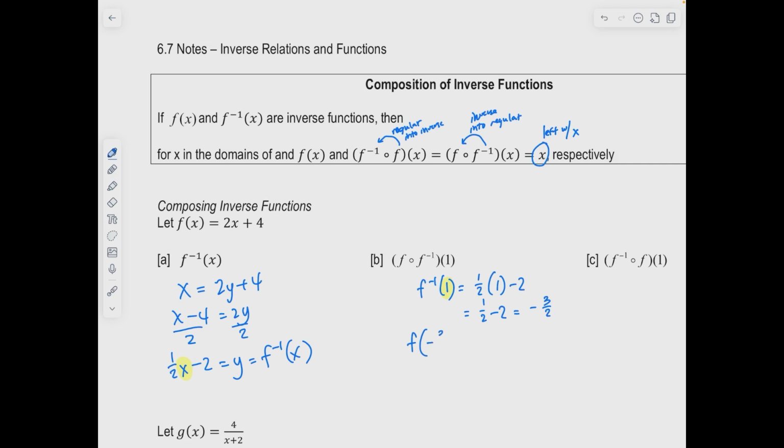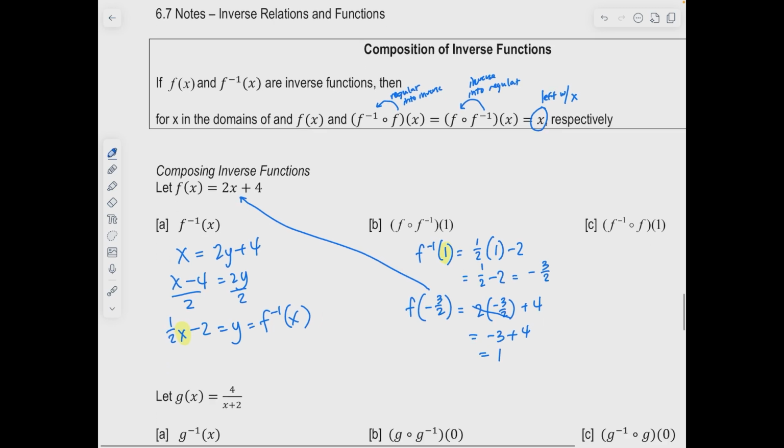Now I want to find f of negative 3/2. So I'm going to put that into function f right there. So 2 times negative 3/2 plus 4. Okay, the 2's are going to cancel out. I'm left with negative 3 plus 4, which leaves me with 1. So f of f inverse of 1 is 1. What I put in, I get right back out.